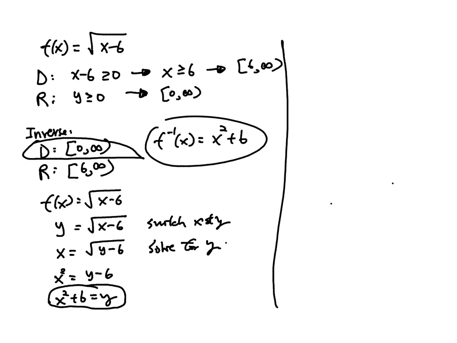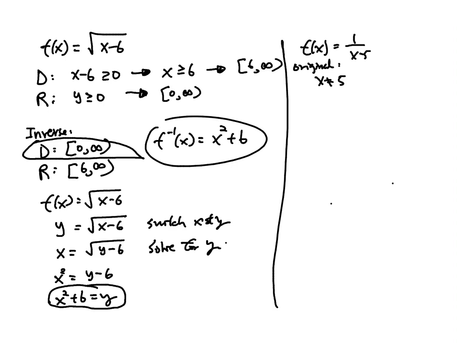I'm going to see if I can use the same page. Part C, you have f of x equals 1 over x minus 5. In this case, we know the domain for the original is x cannot equal 5.